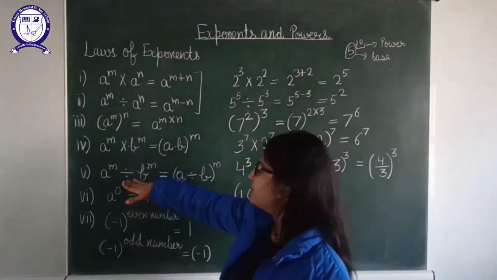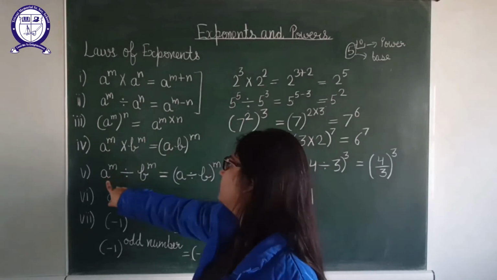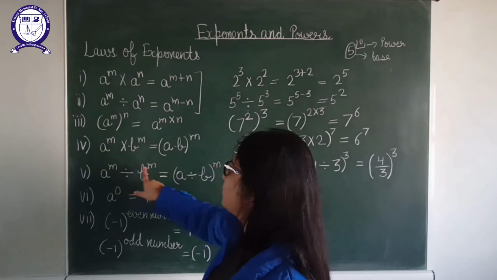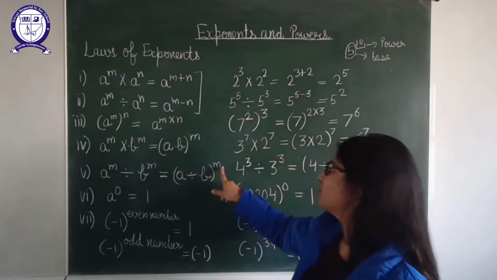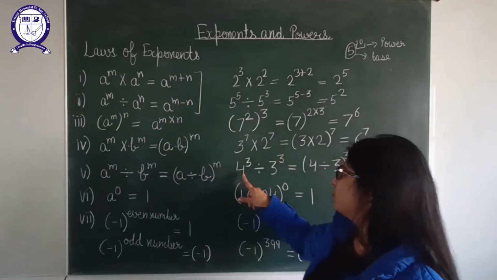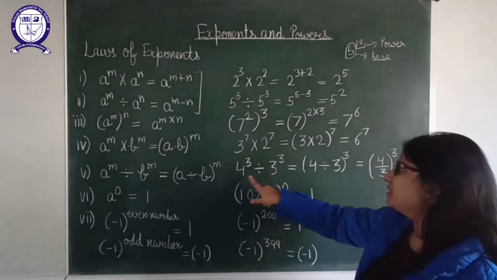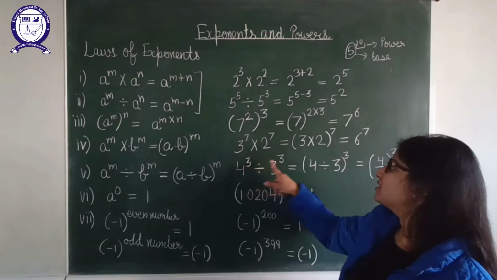Now in the case of division, you will divide the bases which are different and the power will remain same as both are having power m. So here also we will write down m. So here as you can check, 4 raised to the power 3 divided by 3 raised to the power 3. Bases are different but powers are same.